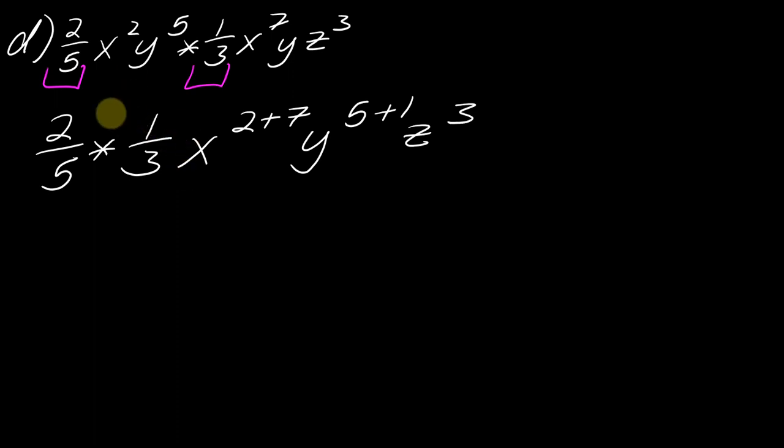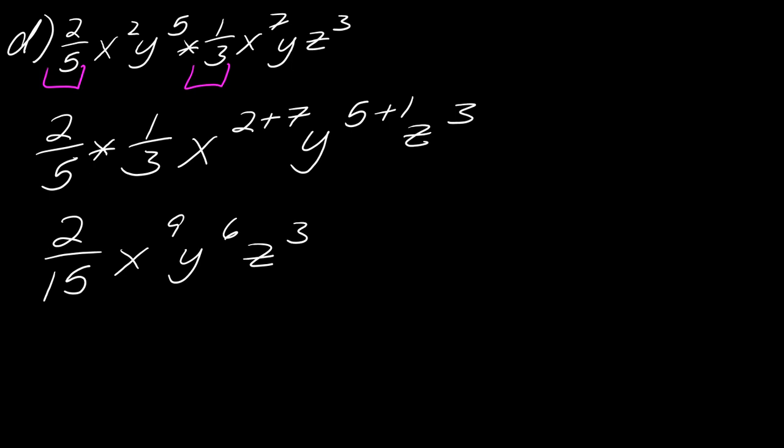Now, for multiplying fractions, I do have a video on how to multiply fractions if you need a refresher on that. You just multiply straight across. So this is 2 over 15, x to the 9th, y to the 6th, z to the 3rd.